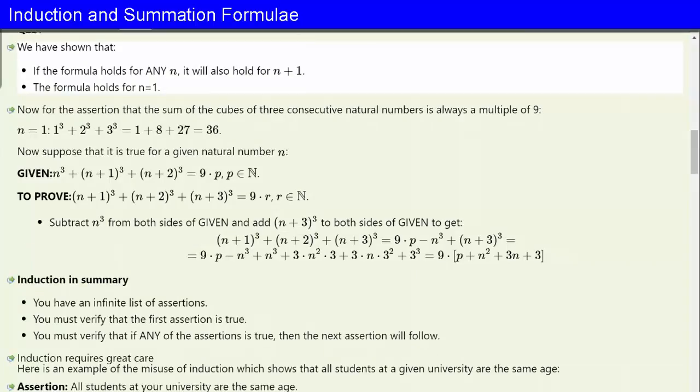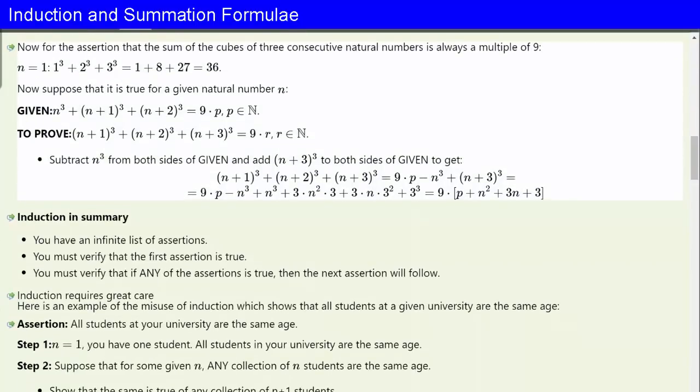So we have shown that if the formula holds for any specific n, it will also hold for the next natural number n plus 1. We have also shown that the formula holds for n equals 1. Then it must hold for the next number 2. Then it must hold for the next number 3. And eventually every domino falls. That is, the formula is true for all natural numbers n.